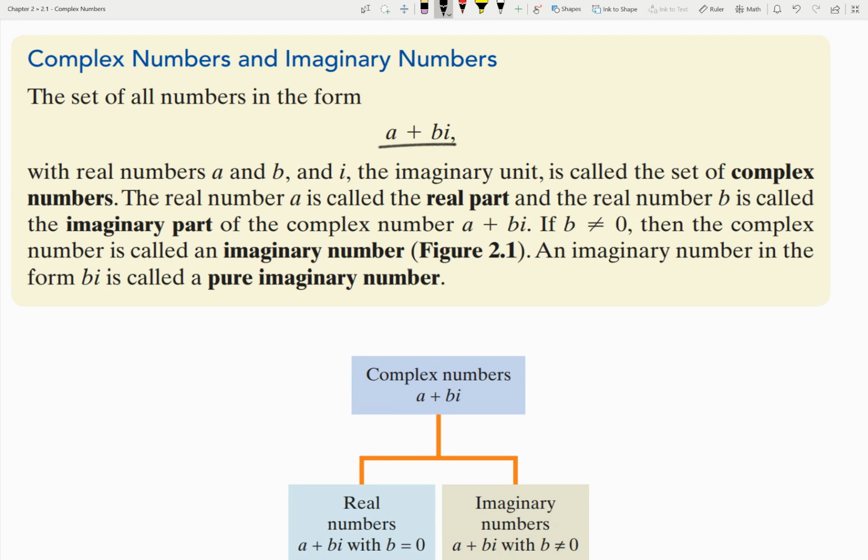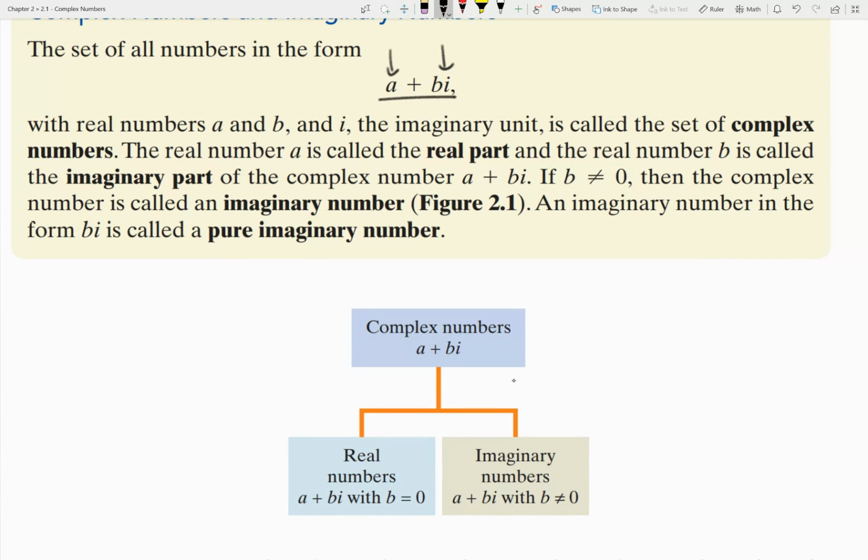Complex numbers can have two parts, real or imaginary. The a is the real part. The bi is the imaginary part. Any number is a complex number. A real number has b equal to 0, so there is no imaginary part, and imaginary numbers have both parts. If it's just the imaginary part, if it's just bi, then that's called a pure imaginary number.